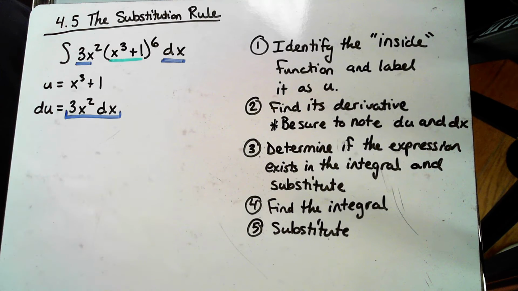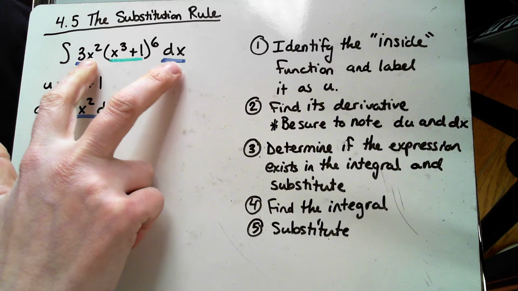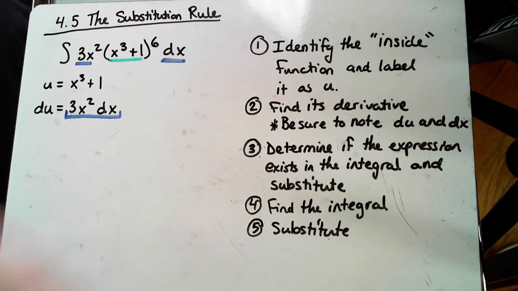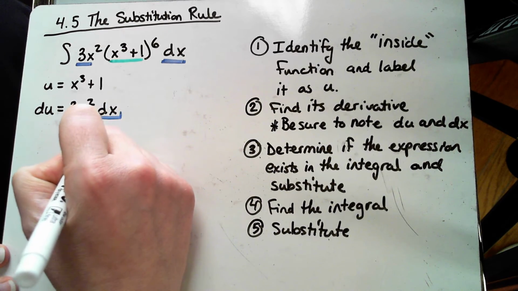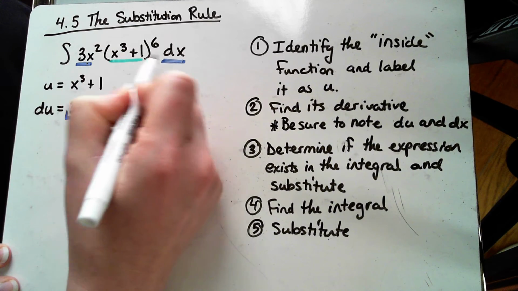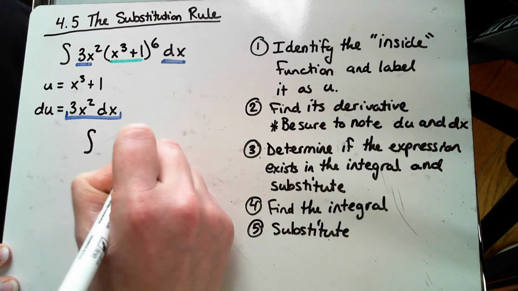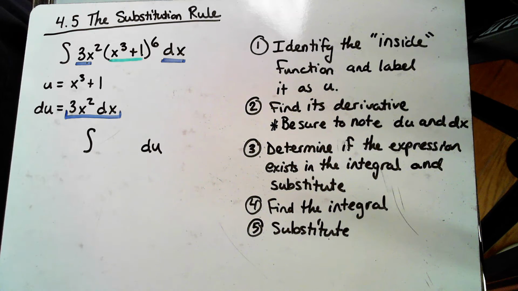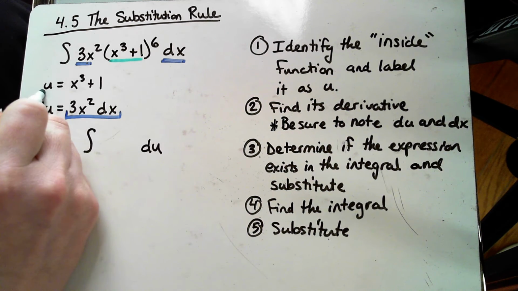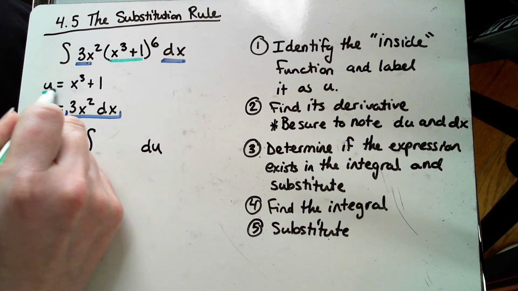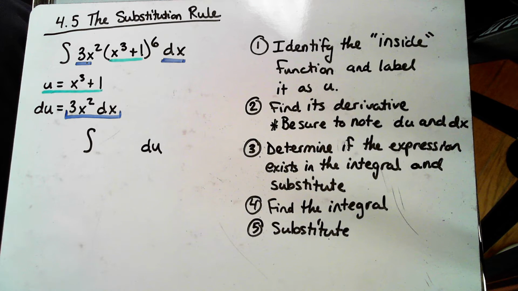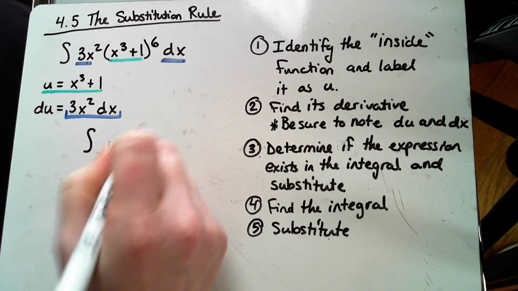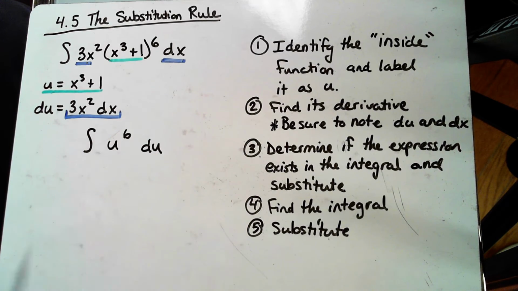So what I'm going to do is substitute these pieces out and make them into a du. So my integral is going to change what it looks like. The blue underlined things are going to be a du. The green underlined thing, remember, that was our u right here. u equals this x cubed plus 1. So I'm going to put u where this x cubed plus 1 was. And don't forget that was to the 6th power.